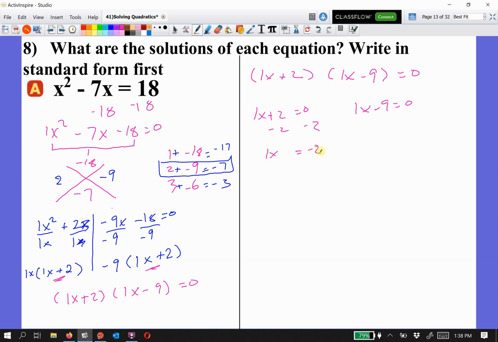1x equals negative 2. And again, I know that there's a 1 that's going to be the same thing. If you really want to, you can divide by the 1, but you're going to get the same answer. Okay, plus 9, plus 9. 1x equals 9. That does not look like a 9. Let me make that look like 9. That's horrible. Okay, divide by 1, divide by 1. X equals 9. Okay. That's a good job.